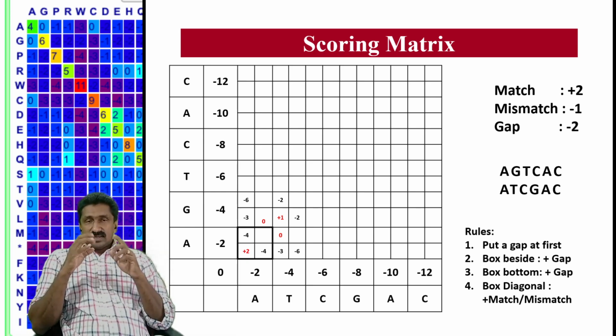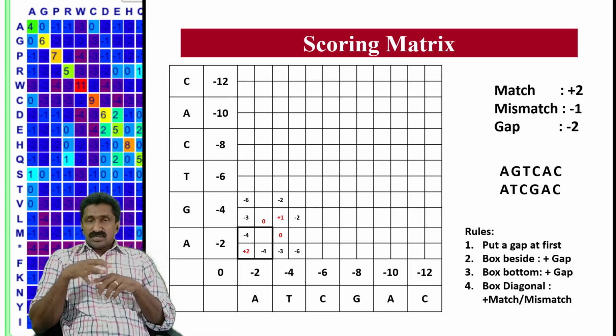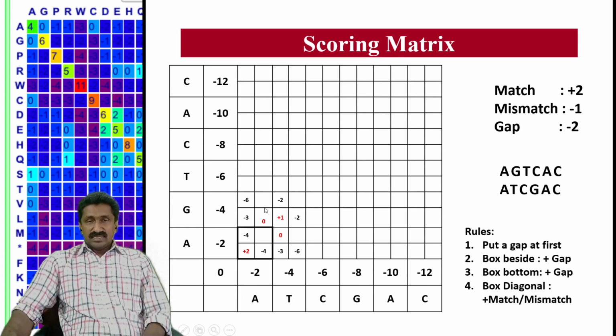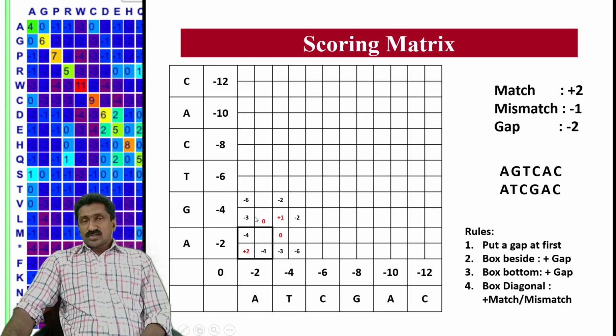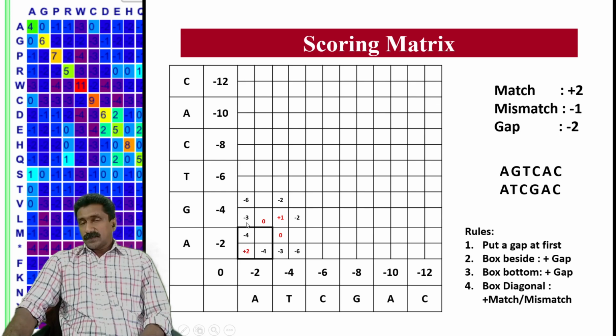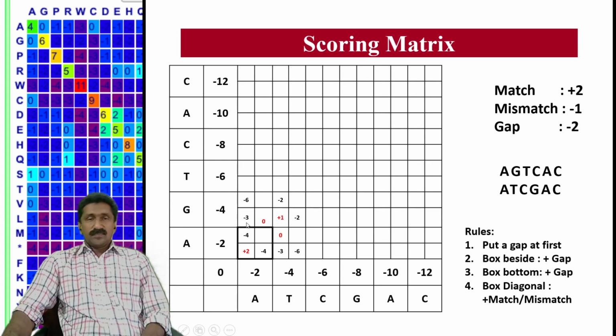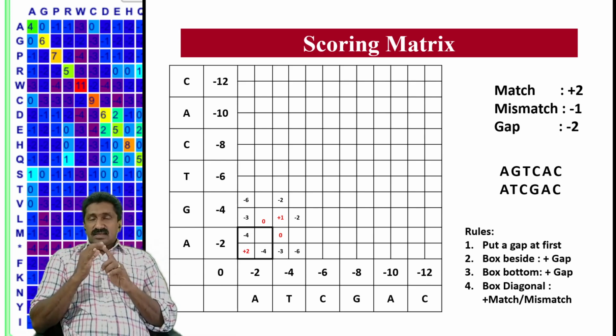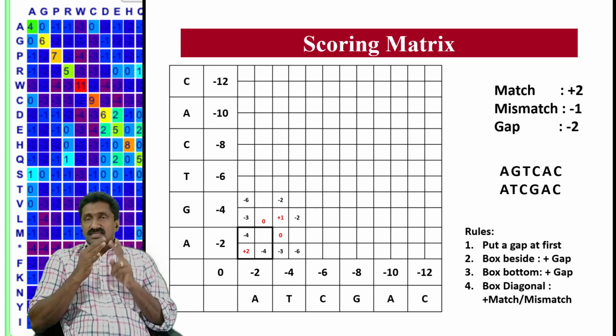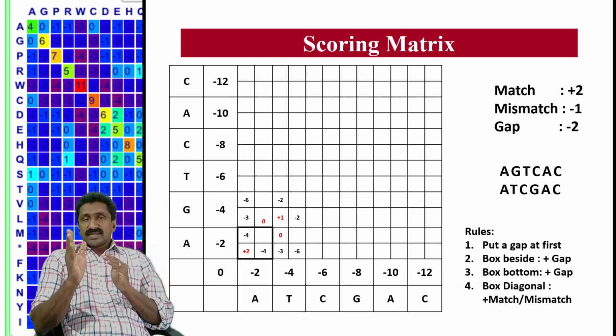So there is one possibility of a mismatch. For example, in this case, we have a mismatch, that is G and A, they are mismatches, right? So in the case of a mismatch, to the diagonal value, you will add the mismatch value of -1. So -2 -1, you will get -3. Okay. So one possibility is assigning the value of a match or mismatch to the diagonal box.